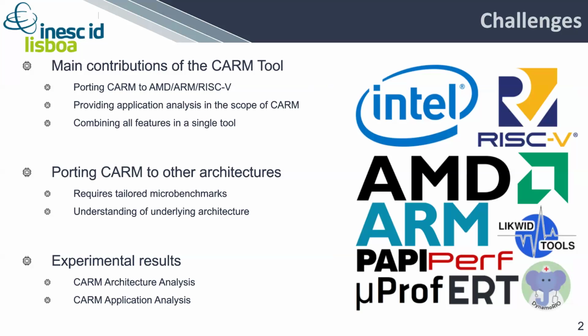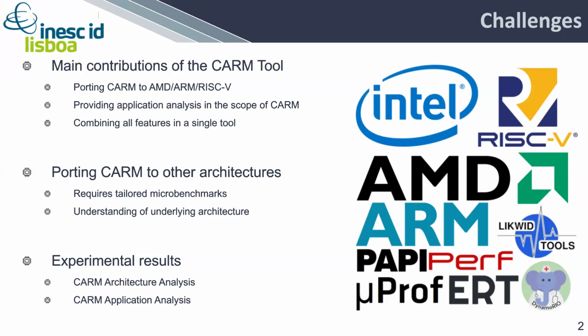This problem is the main objective of the CARM tool: to port the CARM model to other CPU vendors in an open source format, specifically AMD, ARM, and RISC-V CPUs, alongside support for application analysis in the scope of the CARM model, and finally combining all of these functions inside a single tool, which is the CARM tool.